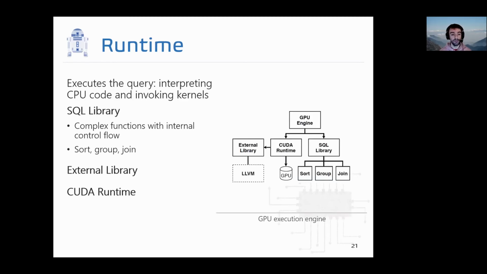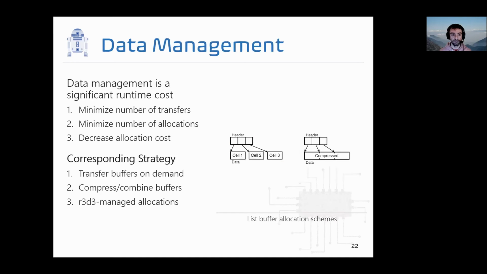Once we have the programs, we can execute it inside the runtime, which is going to execute the query by interpreting the CPU control code and invoke the kernels. In addition to this, we have an SQL library, which provides complex functions with internal control flow, so sorting, grouping, and joining. We have an external library, which can provide complex math functions, as well as the CUDA runtime, which actually communicates and interacts directly with the GPU.